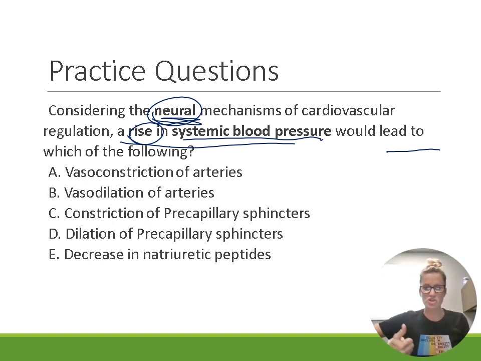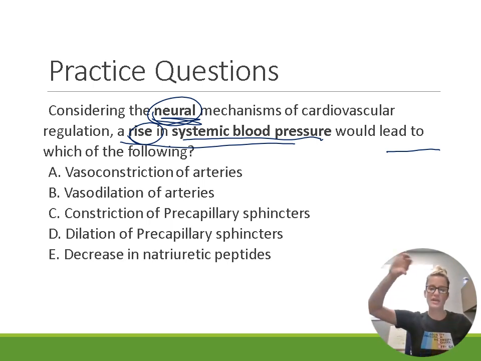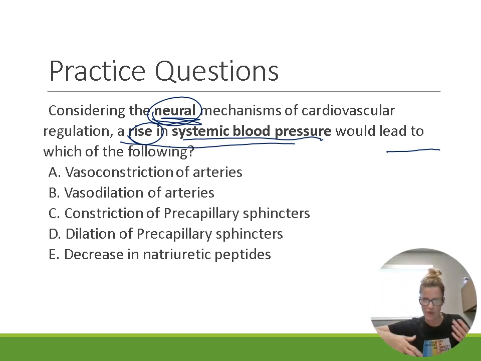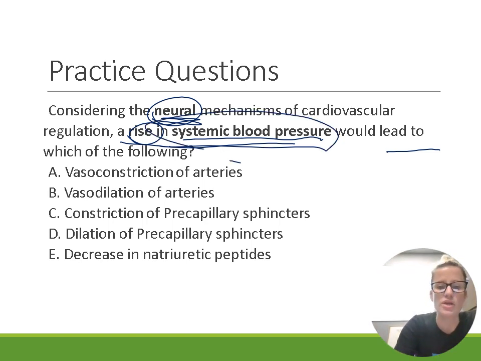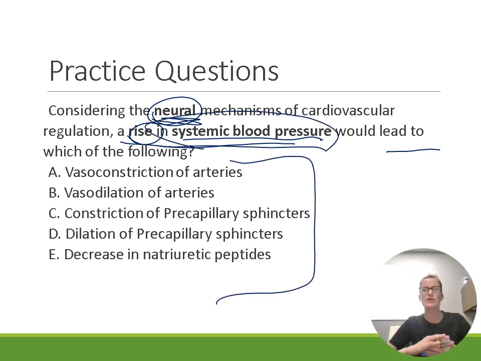When blood pressure goes up, the body is going to react to try and bring it back down again, okay? So blood pressure increased. Let's look at all of these responses and see which of them is a neural way to bring it back down.